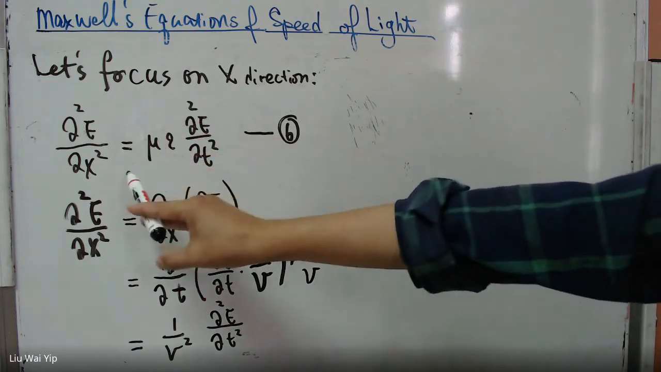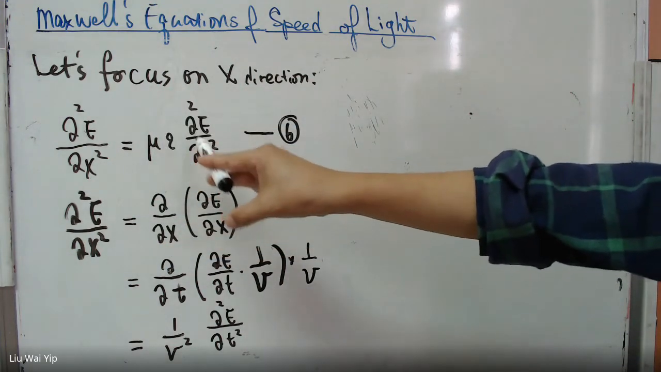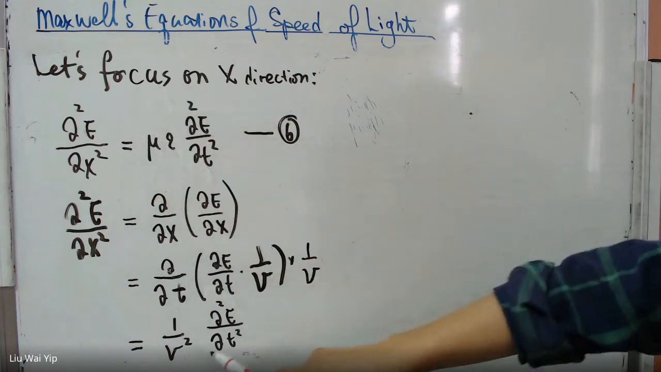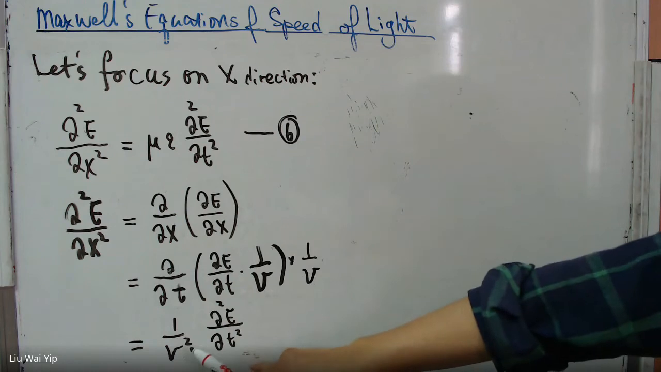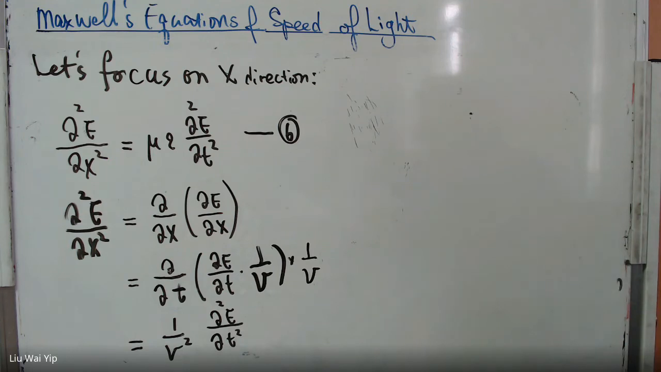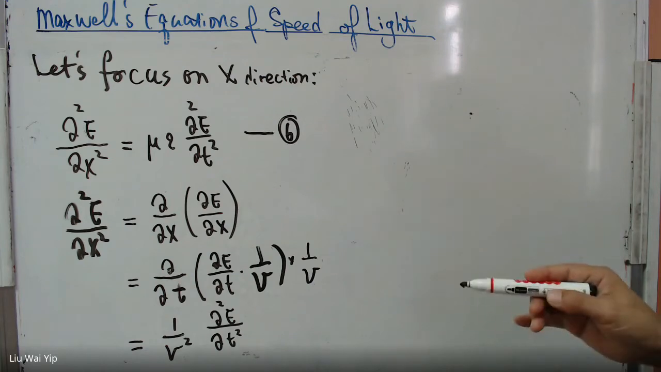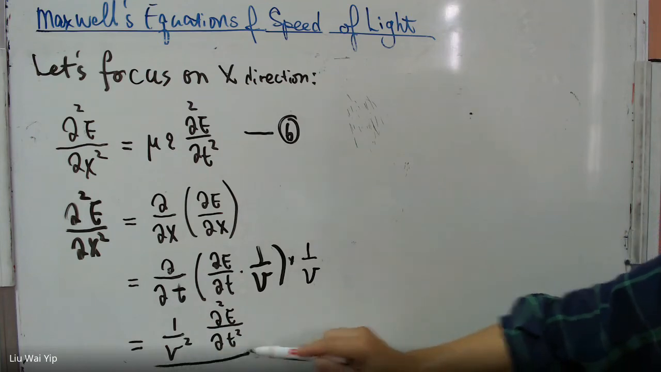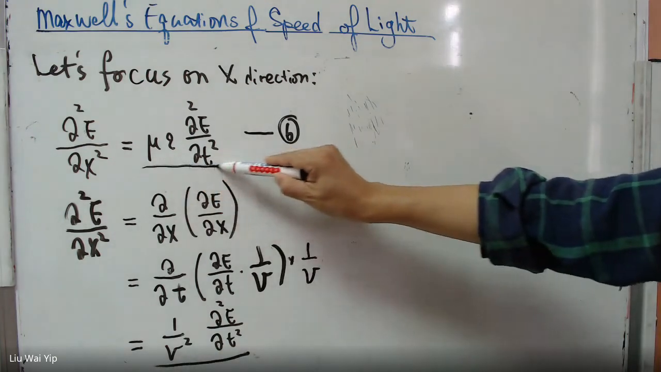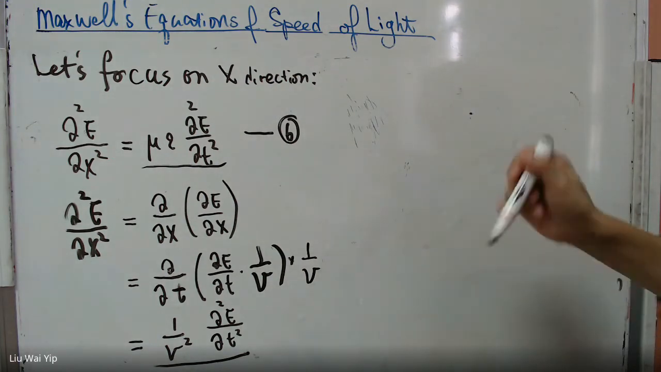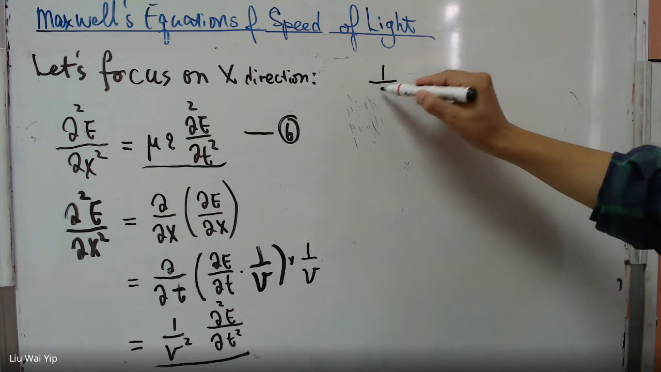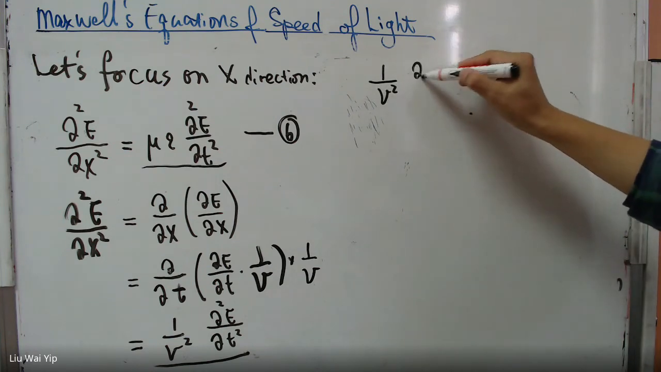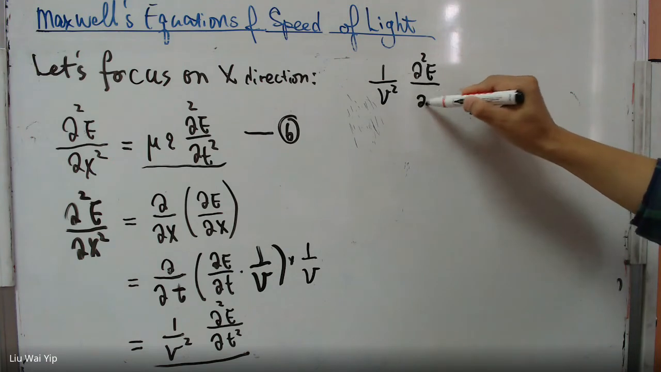So if the equation is an equation, the left and right have to be equal. The left now is proven to be equal to 1 over v squared, and then times del E squared over del t squared. So if they are equal, this means this expression here has to be equal to this one. So let's write this down. 1 over v squared, del E squared, del t squared.